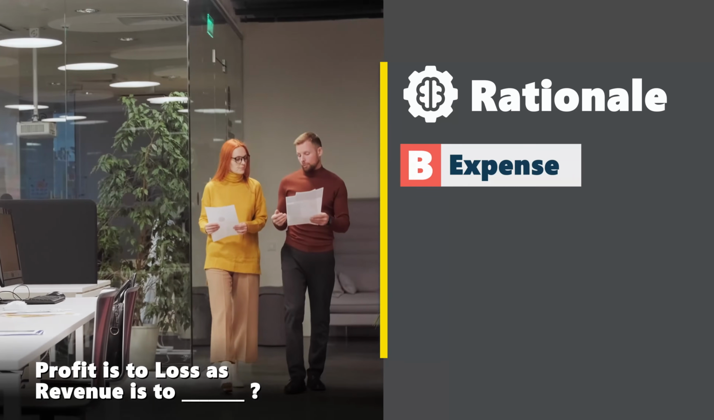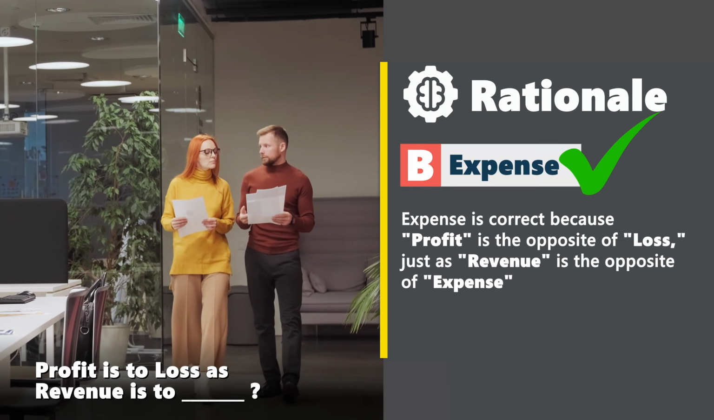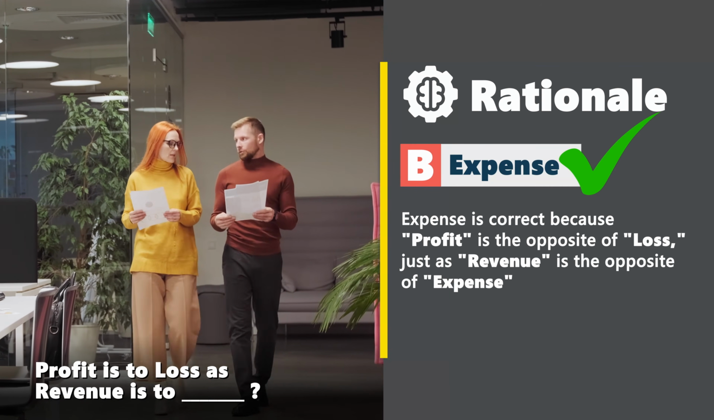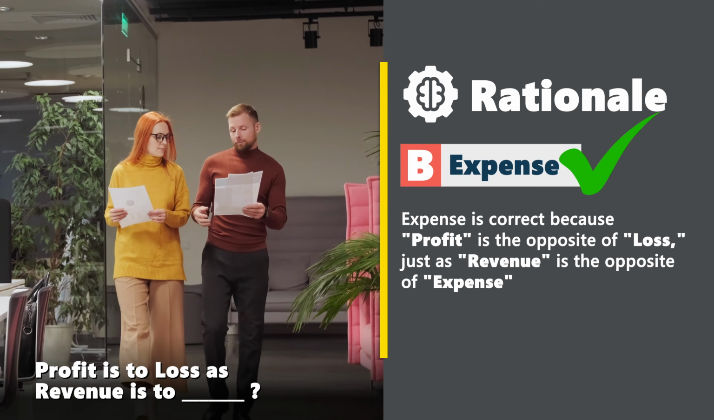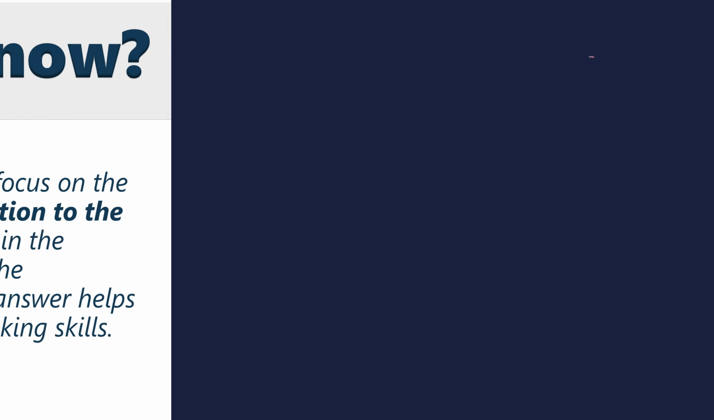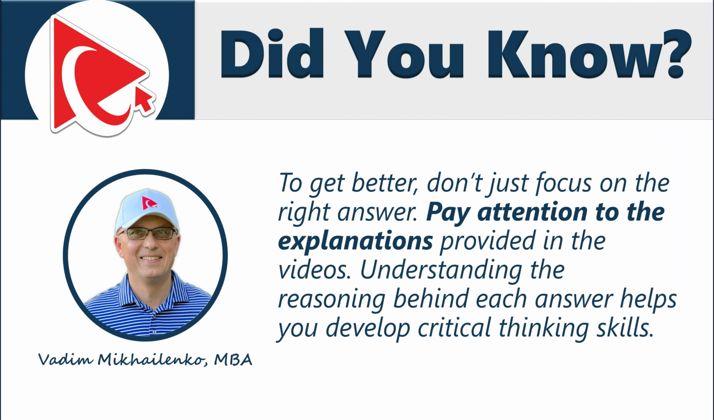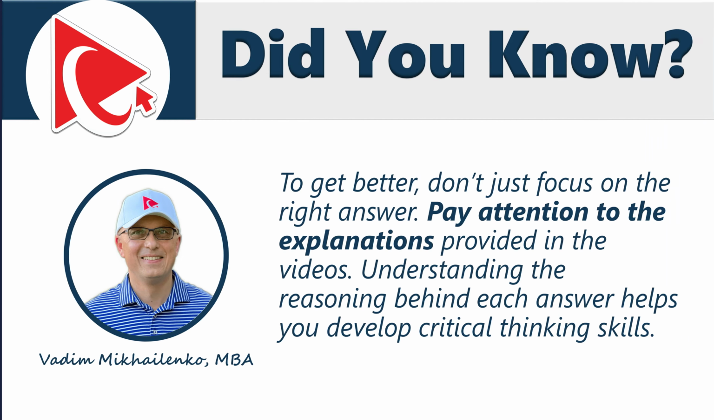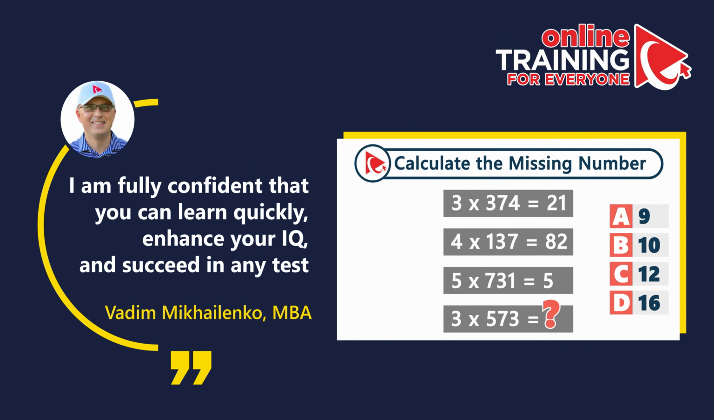Which leads us to expense. And expense is correct because profit is the opposite of loss, just like revenue is the opposite of expense. So the correct answer here is choice B, expense. Our main goal with this question is to help boost your cognitive skills, making you smarter and more intelligent.